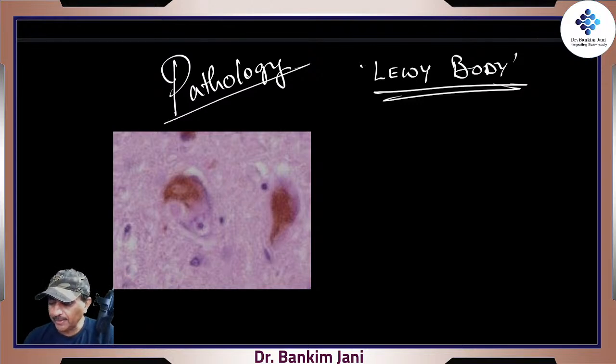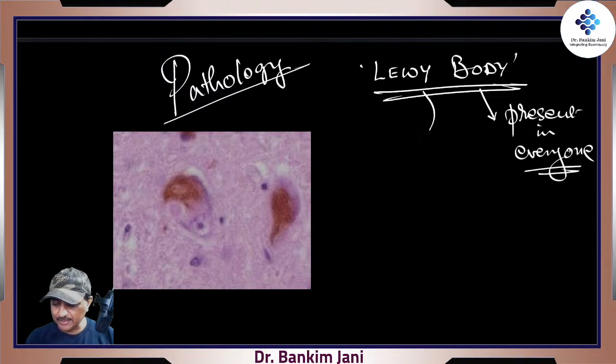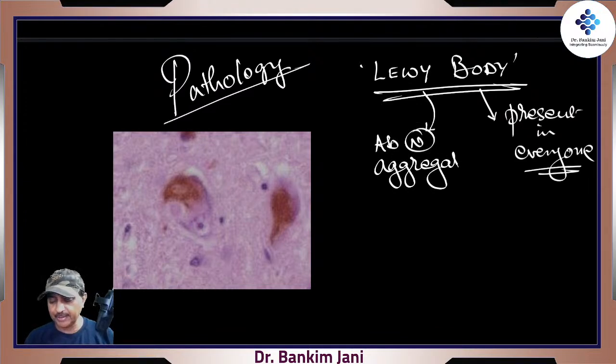First, Lewy body. Previously, it was thought that it has to be present in Parkinson's. But before we come to that point, Lewy body is present in everyone. It has a protective phenomenon. Basically, it is a protein, right? But when there is abnormal aggregation of this protein, then it is a matter of trouble.